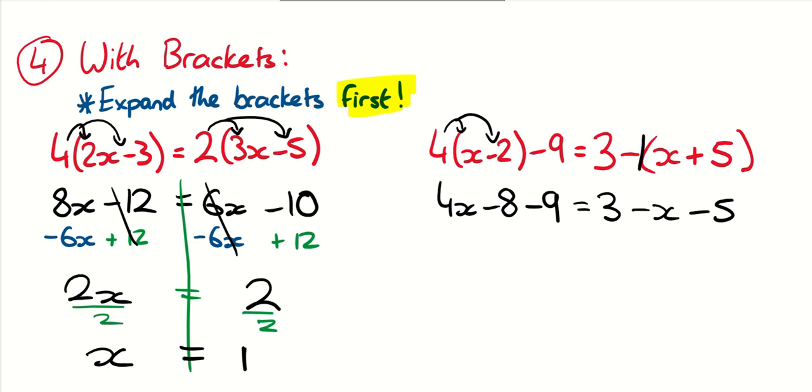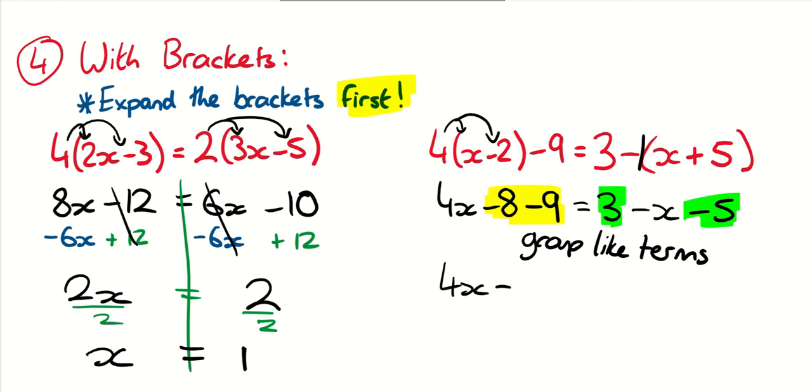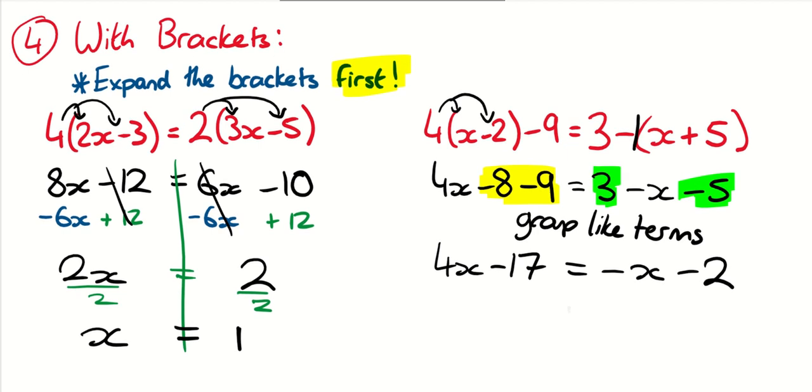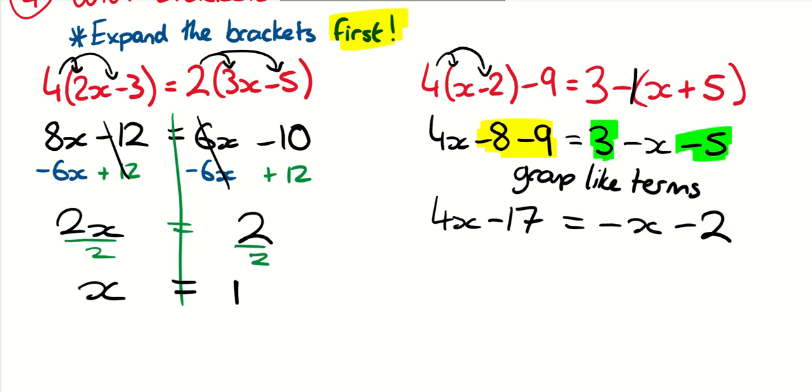Right, we can't just change things yet, because as you can see, you've got like terms on either side. So you've got like terms on this side and like terms on that side. So you need to group the like terms first. Okay, so remember, like terms are the ones that have the same letter or the same number without a letter. So we'll leave ourselves with 4x minus 17 equals, then we've got minus x, then 3 minus 5 will be minus 2.